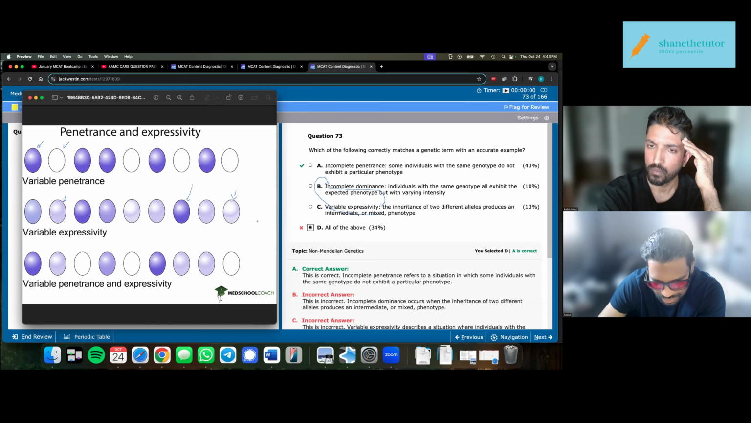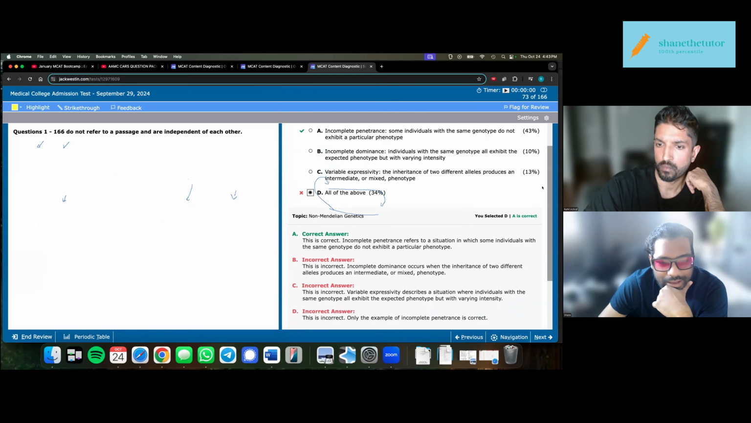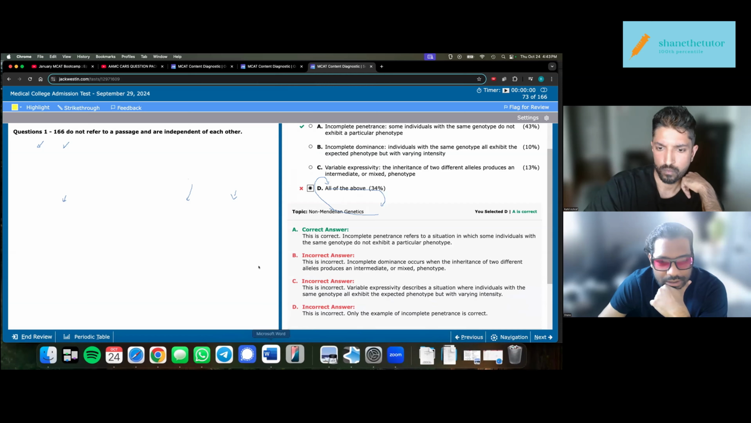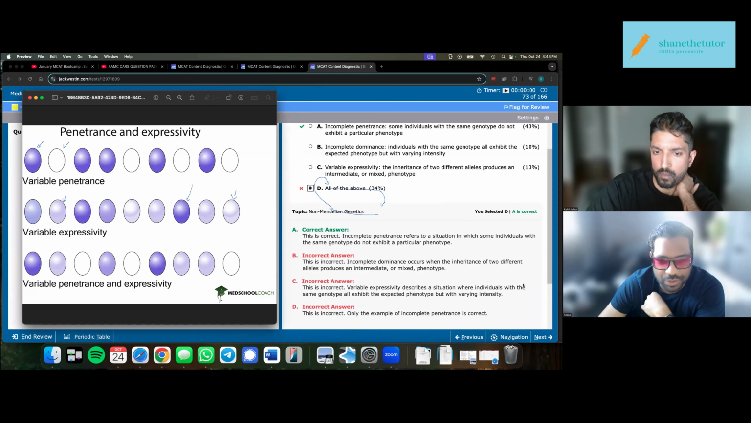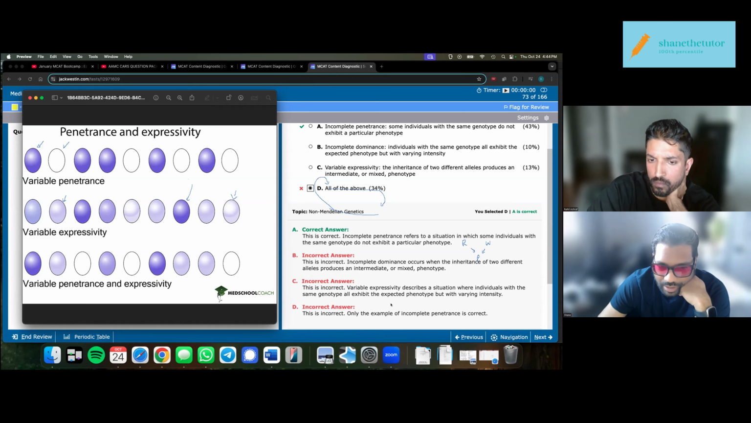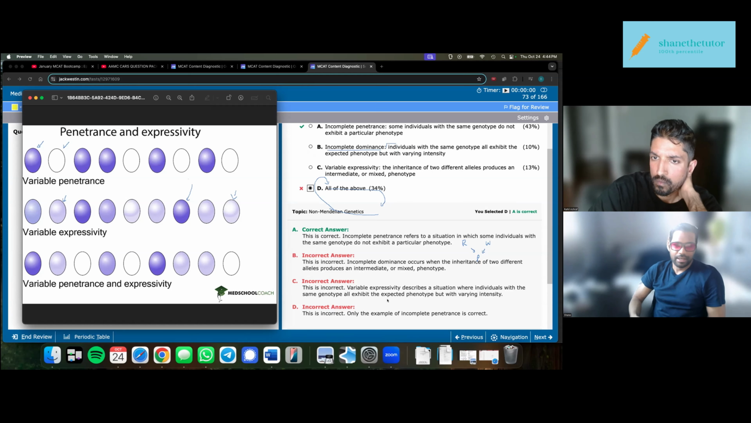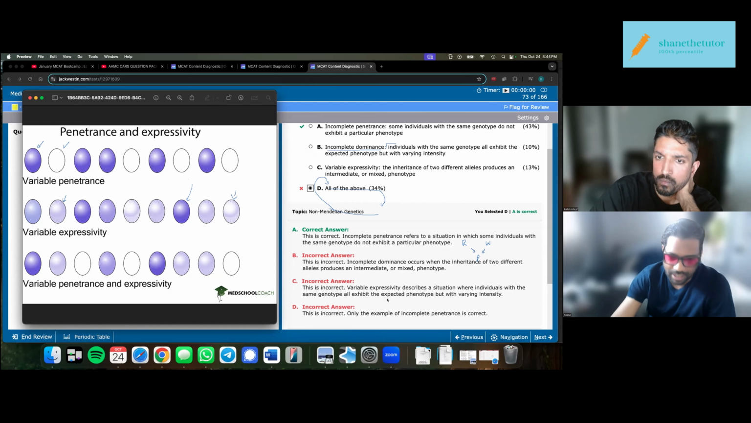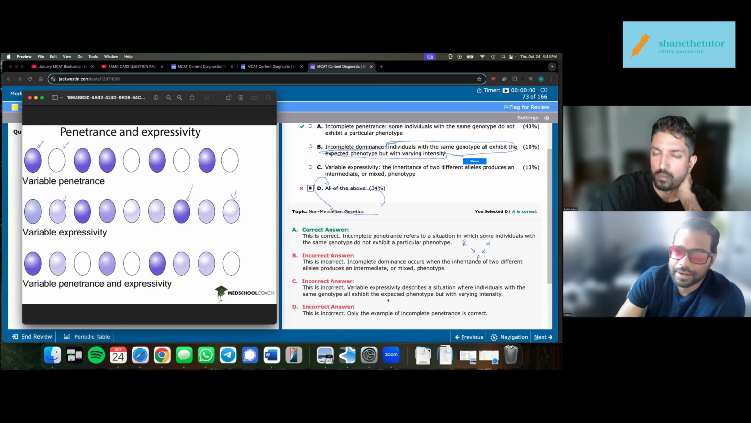And also in the solutions, let's take a look at that. So they have, let's see, for B, incomplete dominance is when inheritance of two different alleles makes an intermediate or mixed phenotype. So for that, just think of red flower, white flower, and then they get a pink flower, right? And B does not match up with what they describe it as. Then C, variable expressivity, describes a situation in which individuals with the same genotype all exhibit the expected phenotype, but with varying intensity. And you see how that's literally this, exactly word for word, right?